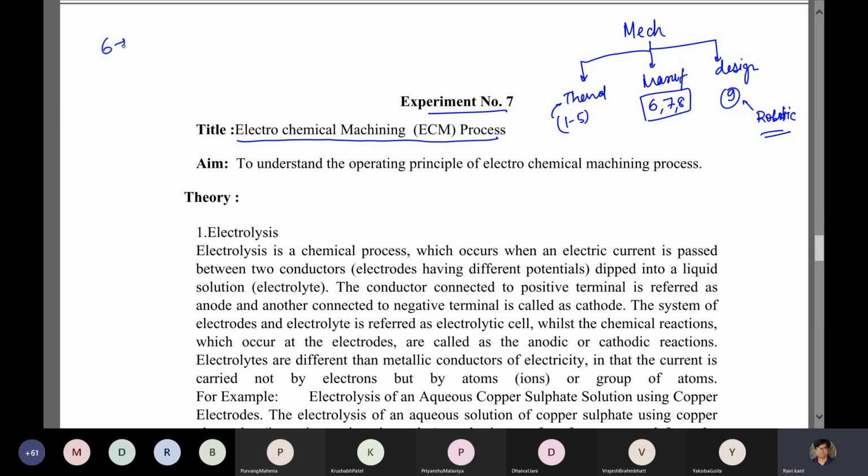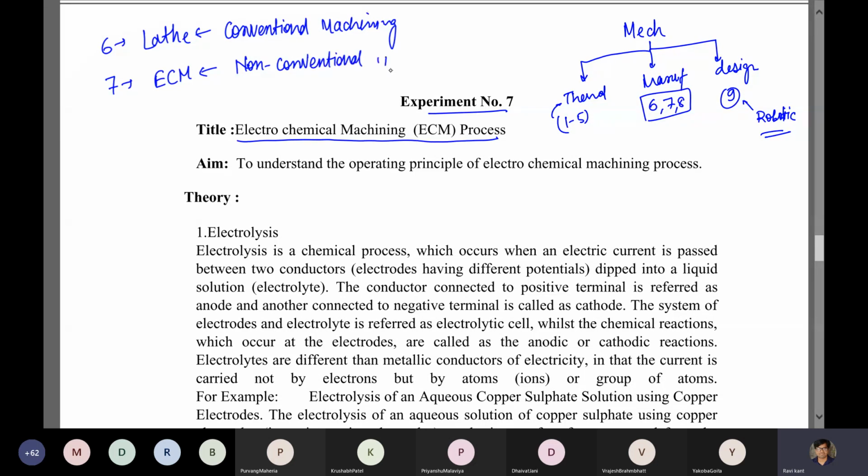which falls under the conventional machining process. Today we will talk about electrochemical machining, which comes under non-conventional machining.